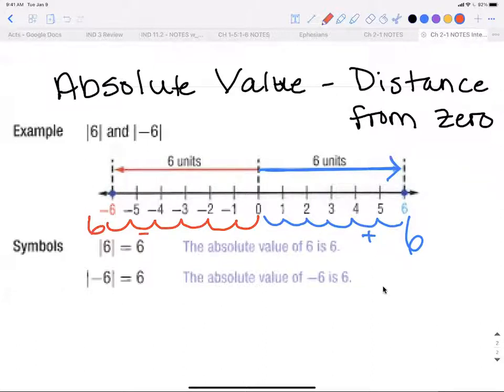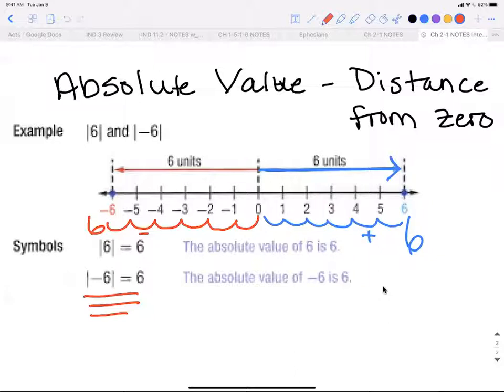Absolute value doesn't care about signs. Absolute value just wants to know how many hops or how many spaces away from 0 is that number. So if I asked you the absolute value of 6, you would tell me it's 6, right? Because it's 6 spots away from 0. But the absolute value of negative 6 is also 6, because all it wants to know is how many spots is it away from 0. Positive and negative doesn't matter. Just how many jumps does it take to get away from 0?